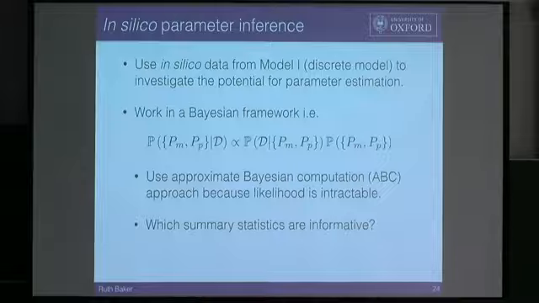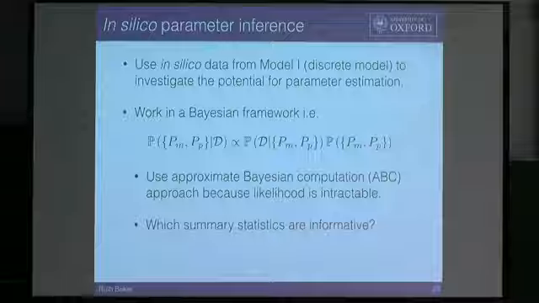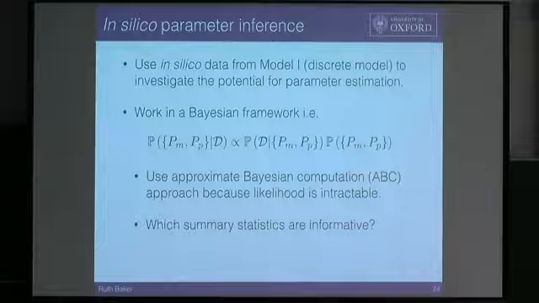Okay, so I am going to eventually show you this with some experimental data, but to start with, I want to generate some in silico data from model 1, and I'm going to use that to investigate the potential for parameter estimation. I'm working in a Bayesian framework, and only with cells that are motile and proliferative. For now, I'm going to forget about death or adhesion or anything else. Because the likelihood is intractable for these models, I'm going to work with approximate Bayesian computation. The first question is, what summary statistics from my model are informative?